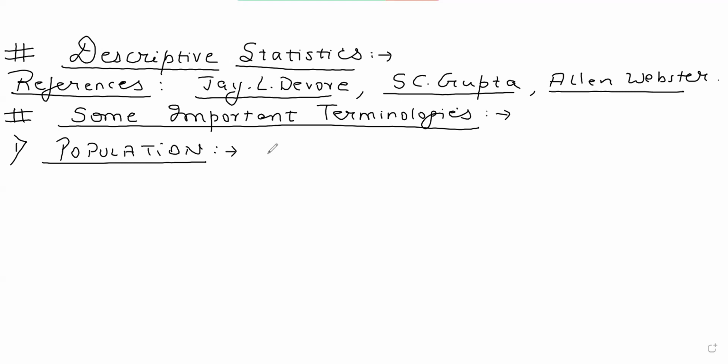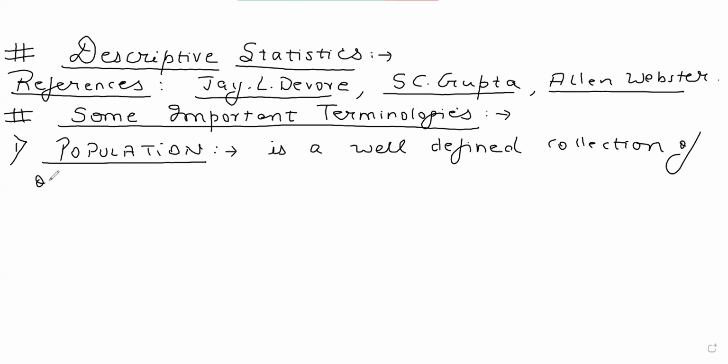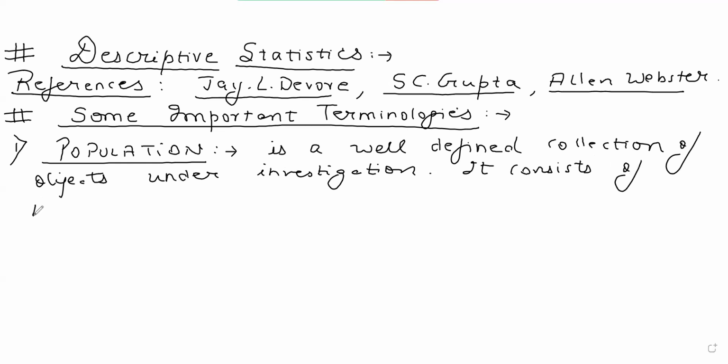Students can write that population is a well-defined collection of objects under investigation. When we talk about population, it is a well-defined collection of objects. It consists of all possible set of observations under consideration.